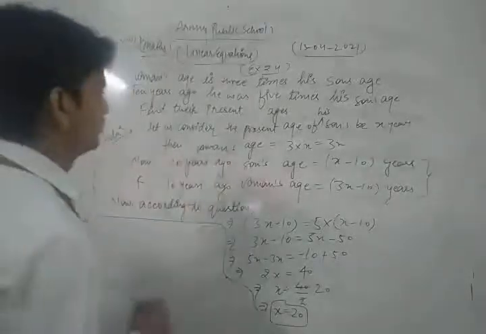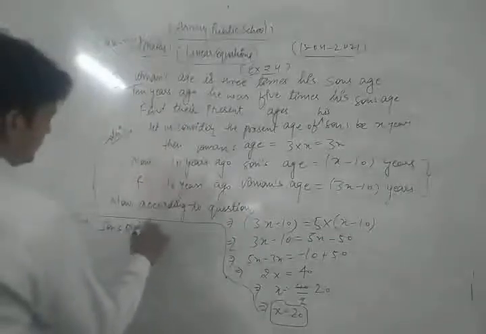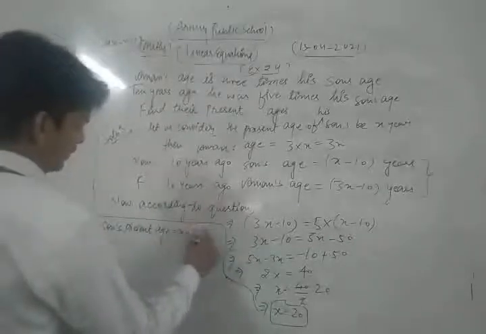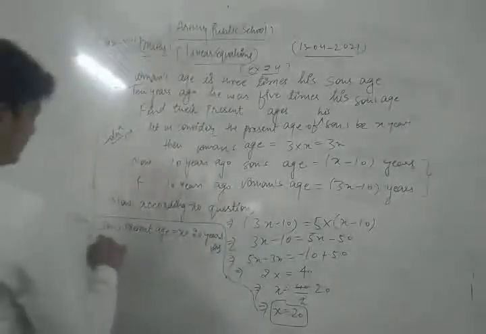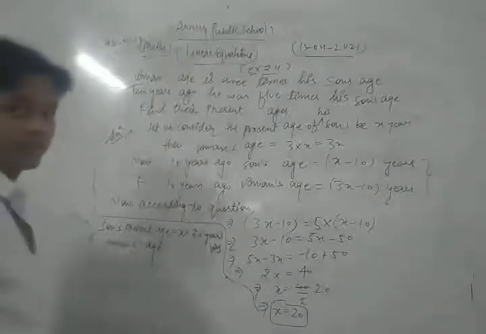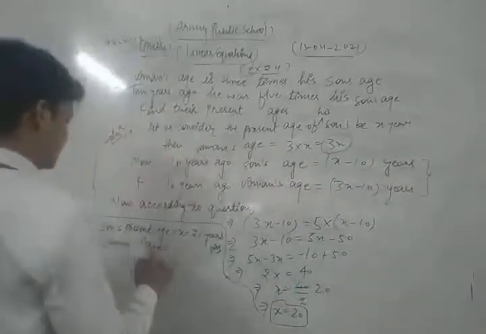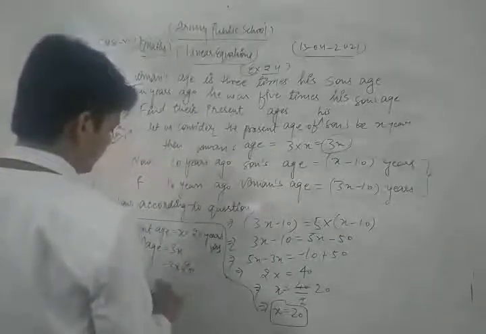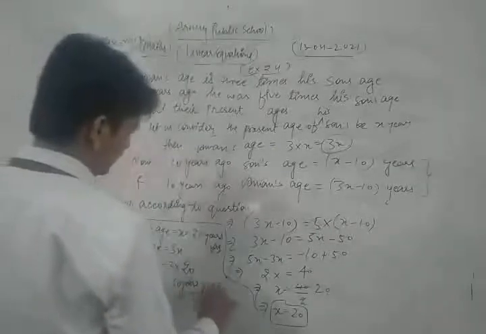Thus, dear friends, the son's present age, which is x, we find is 20 years. This is the first answer. And Aman's age, his father's present age, is 3x, that is 3 into 20, which is 60 years. This is the other answer.